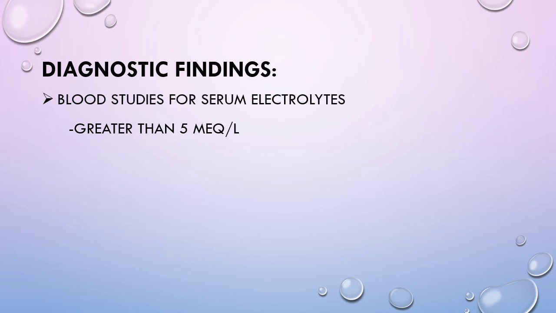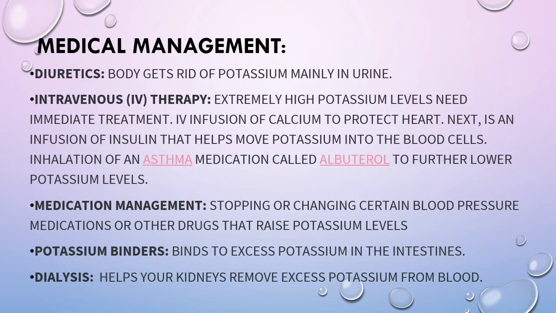For the medical management, diuretics. Body gets rid of potassium mainly in urine. Intravenous therapy. Extremely high potassium levels need immediate treatment. IV infusion of calcium to protect heart. Next is an infusion of insulin that helps move potassium into the blood cells. Inhalation of an asthma medication called albuterol to further lower the potassium levels.